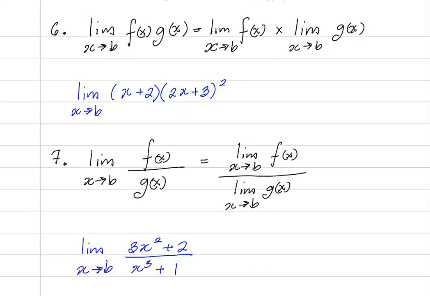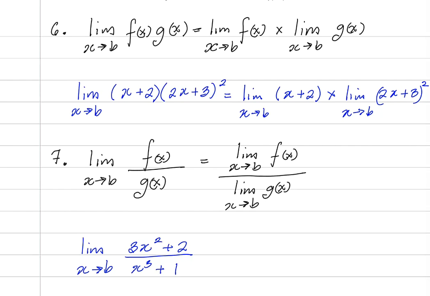All right, limit law number 6. The limit as x approaches b of f of x g of x is equal to the limit as x approaches b of f of x multiplied by the limit as x approaches b of g of x. So the limit as x approaches b of x plus 2 times 2x plus 3 squared would be the limit as x approaches b of x plus 2 multiplied by the limit as x approaches b of 2x plus 3 squared.